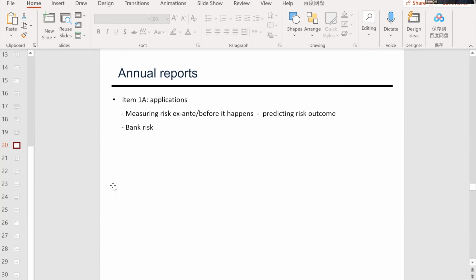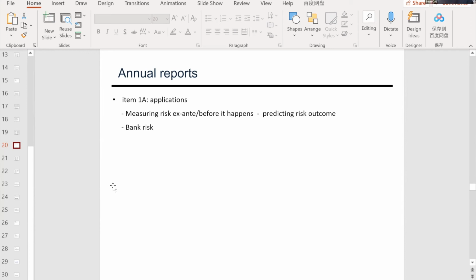At least the likelihood of what will happen in the future, and you help investors to make investment decisions. This is one way we can use the risk disclosure factors and predict the future risk outcome. And another important application is bank risk. What do I mean by bank risk?